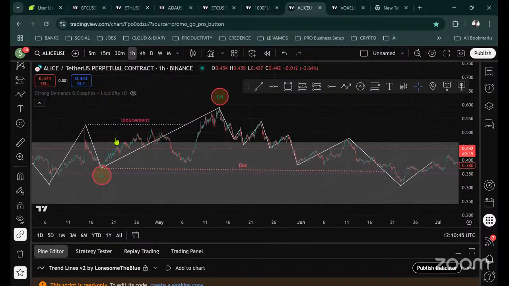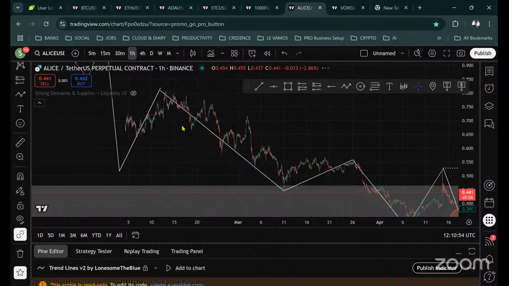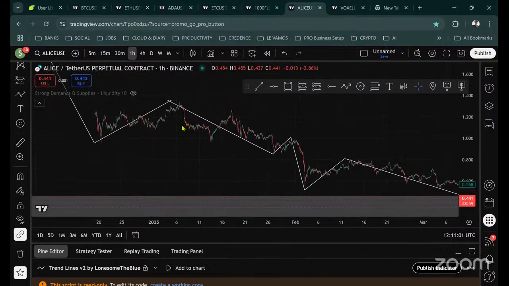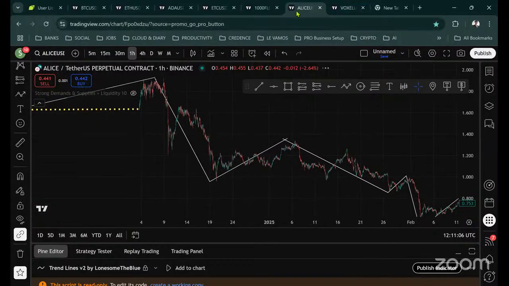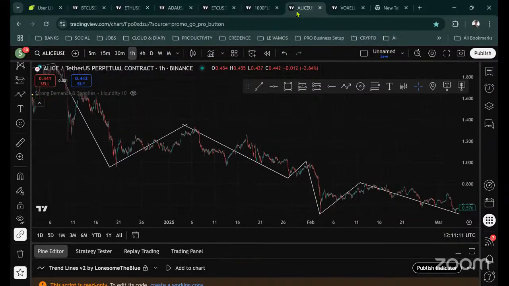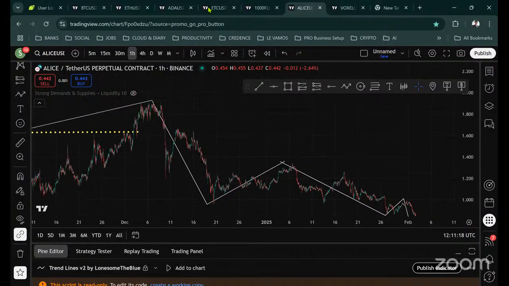Now go back a little, go back to the left. Okay. So you can see the impulsive move coming down, right? Yes, I can see the impulsive move coming down. See from here, it's coming down. Valid pullback. That's the inducement. It is coming from here.